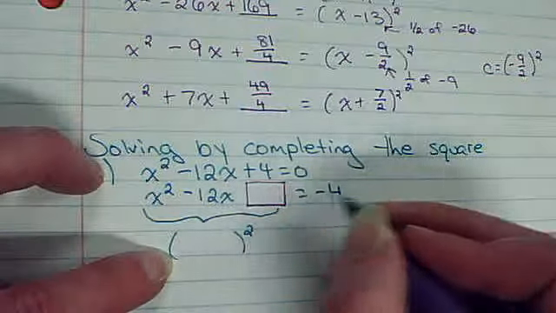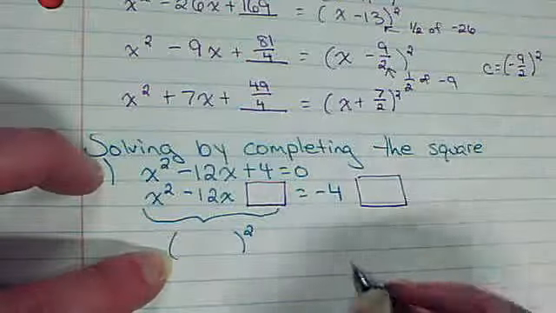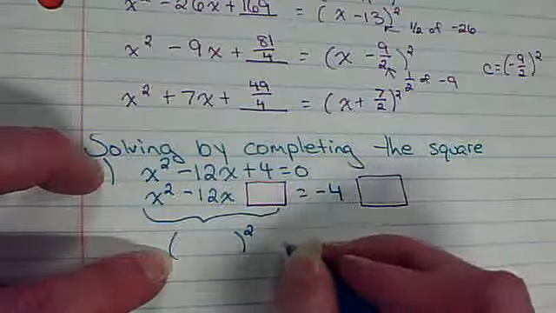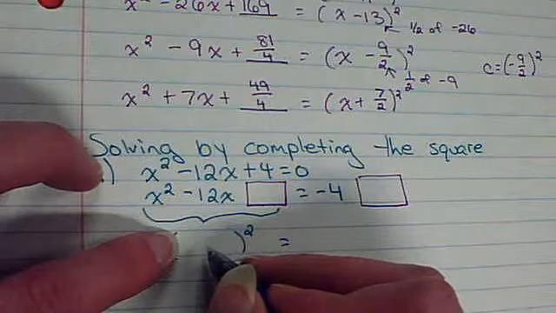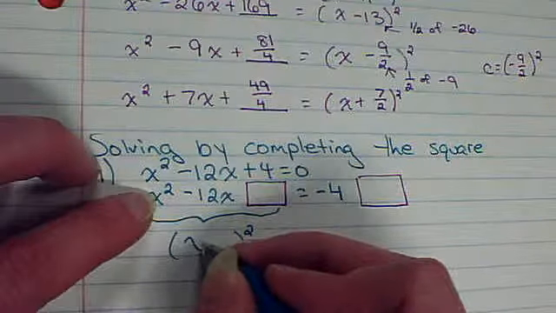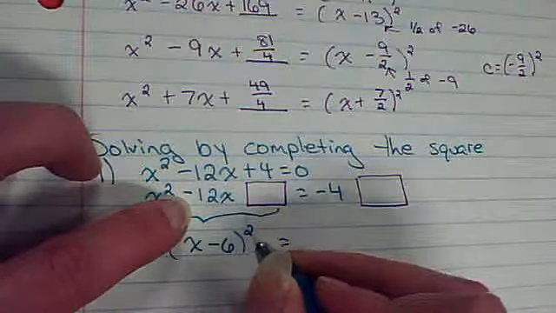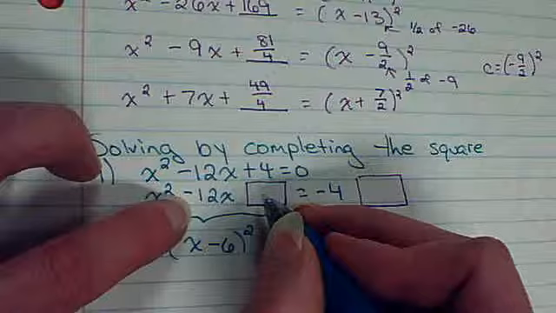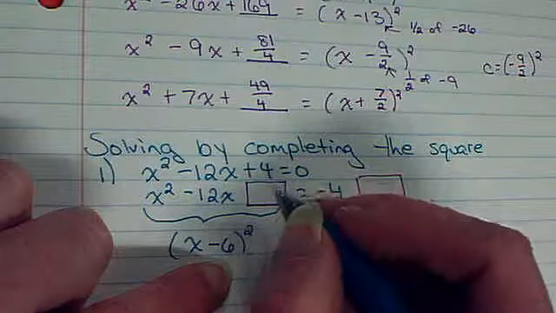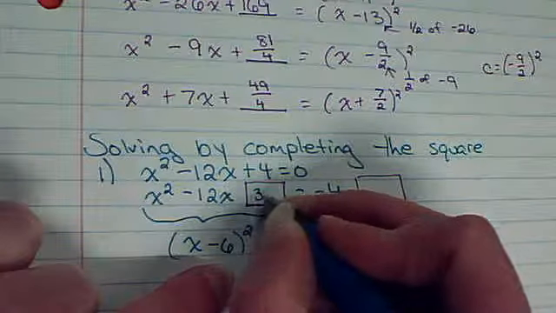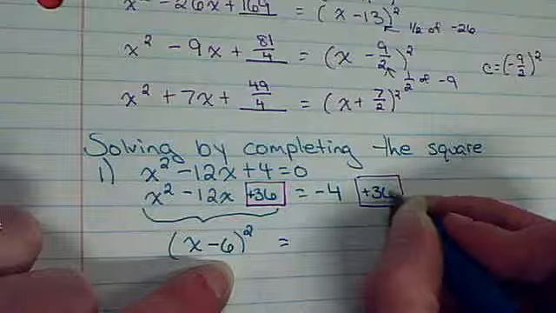But remember, this is an equation. We have to keep it balanced. So we're going to add it to the other side as well. Now, what do we want the binomial to be? It's always going to be x and then half of that middle number. That means that whatever's missing here is this number squared. So what's negative 6 squared? Well, that's 36. So we're going to add 36, add 36.